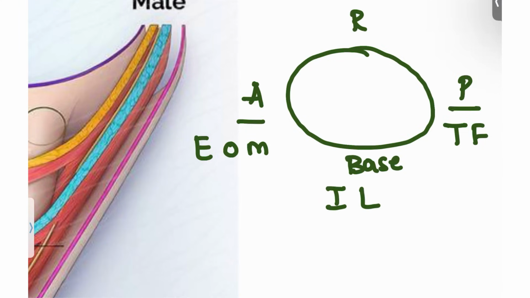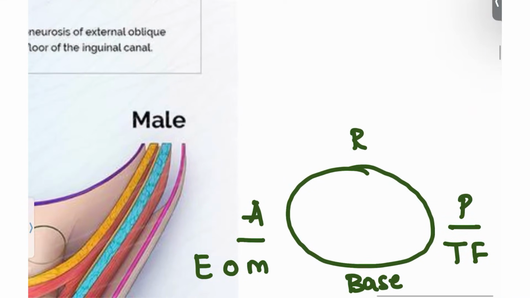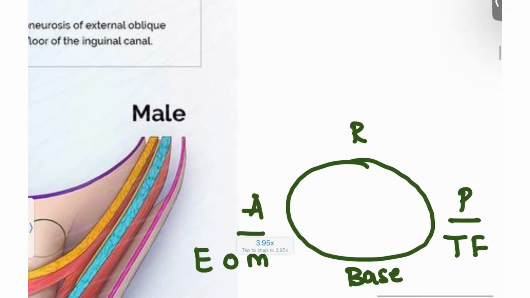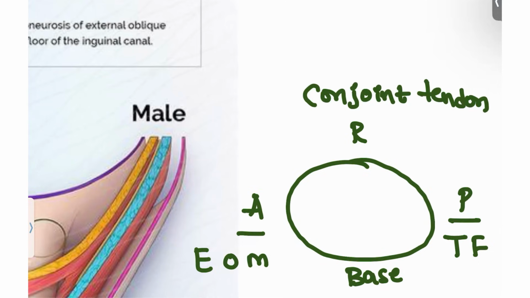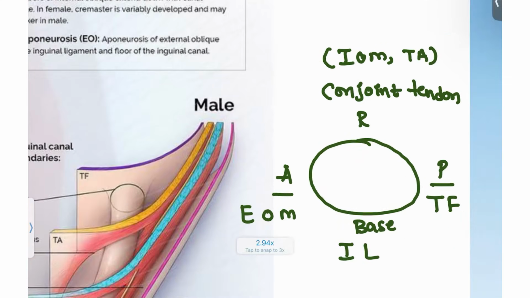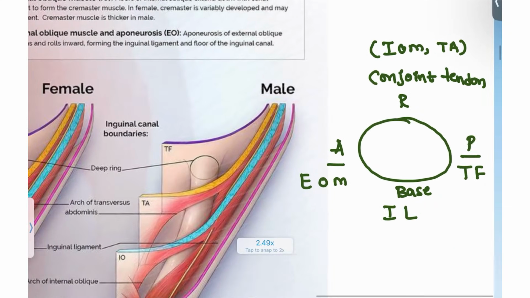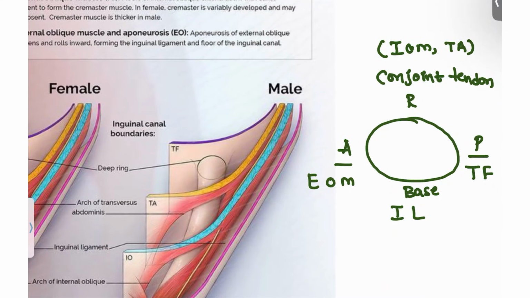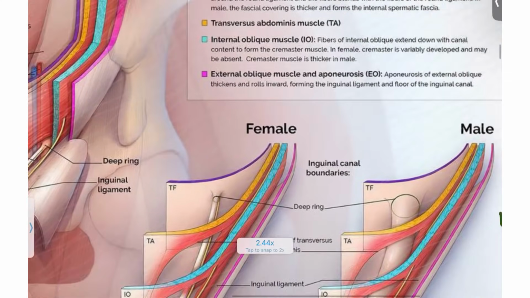On the roof, there are two muscles that form a tendon. What is the tendon? The conjoint tendon. And this conjoint tendon is formed by what structures? Those are your internal oblique muscle and along with that the transversus abdominis muscle. So these are the basic structures that form the inguinal canal. Here again, coming back, what are the layers, guys?